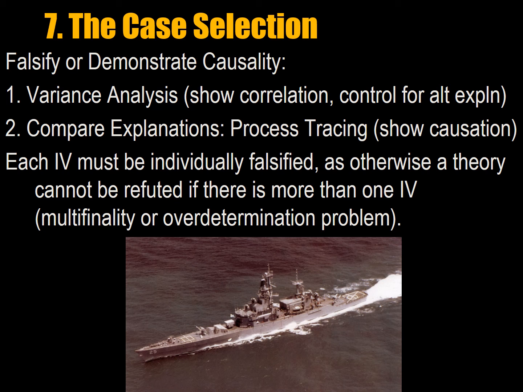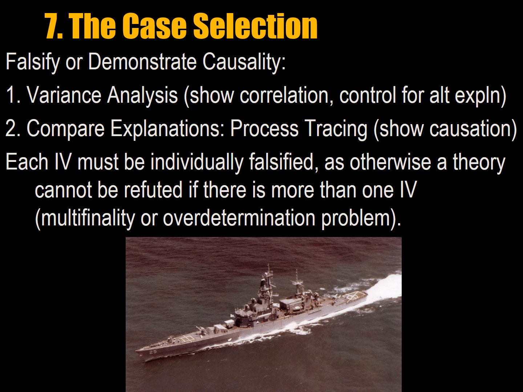The overdetermination problem is also called the multifinality problem. When we have too many causes predicting the same outcome, it becomes difficult to disentangle them and distinguish them. Another process is to compare explanations in their mechanism. This is called process tracing, and it comes from anthropology.